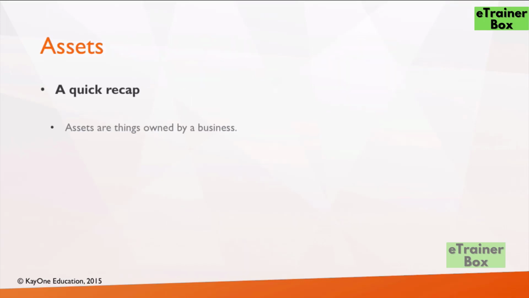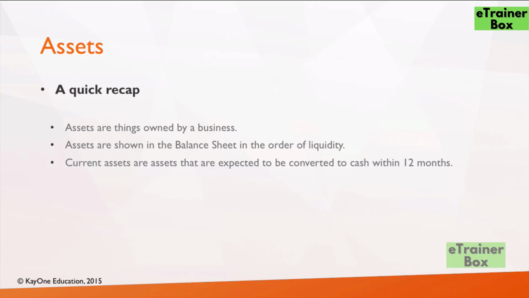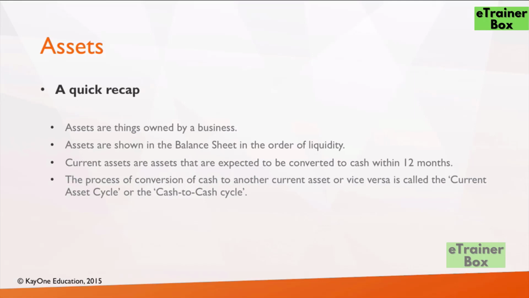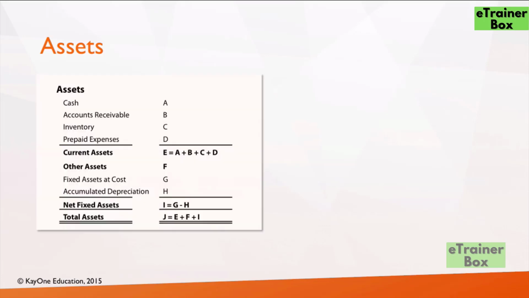So a quick recap. Assets are things that are owned by a business. Assets are shown on the balance sheet in the order of liquidity. Current assets are assets that are expected to be converted to cash within 12 months from the date of the balance sheet. And the process of conversion of one current asset to another is called the current asset cycle or the cash to cash cycle.